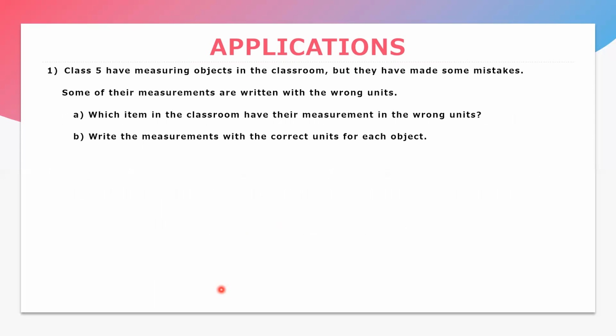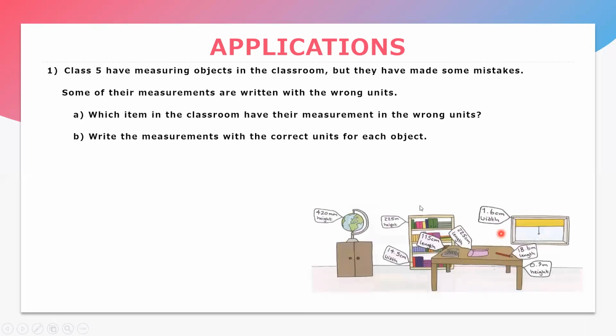Here comes your first question. Class 5 have measured objects in the classroom, but they have made some mistakes. Some of the measurements are written with the wrong units. Which items in the classroom have the measurement in the wrong units? Write the measurements with the correct unit for each object. And this is the picture where you can see the objects in a classroom that have been measured and marked.